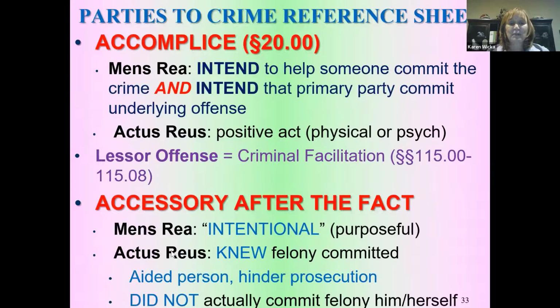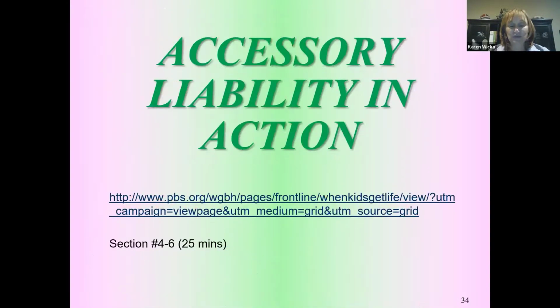Now remember, if you choose accomplice, these are your mens rea, actus reus. And then if you have to drop because you can't prove, you're going to be in criminal facilitation. And then if you're help after the fact, these are your mens rea and actus reus. Now they're a little more specific when you look up the actual statutes. So you'd have to use the mens rea and actus reus from the actual statute.